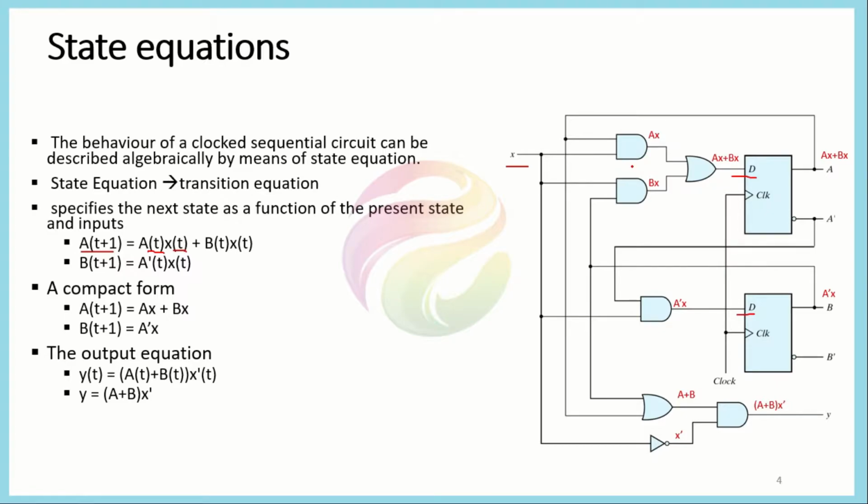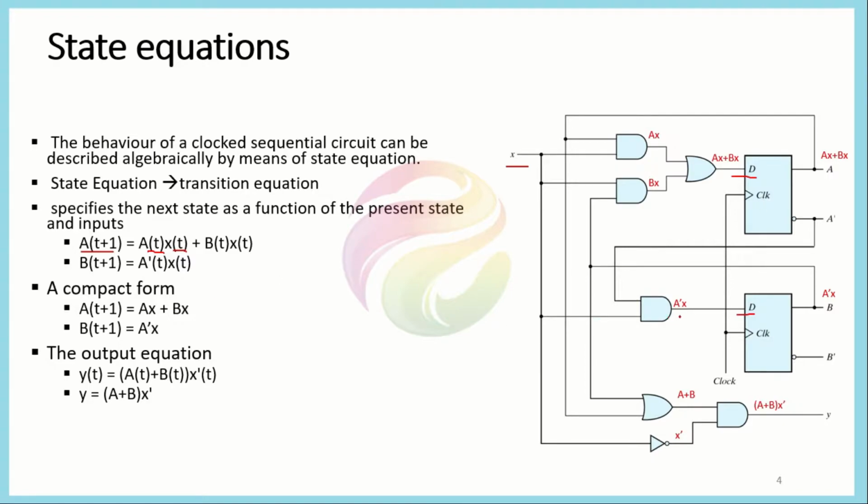These are two AND gates and their results are ORed. So we get the expression AX plus BX. We generally write it as A at time t, X at time t, or B at time t and X at time t. Similarly, we can also write the expression for the second flip-flop. The input of the second flip-flop is B, and for the next state value, t plus 1, we represent it as A complement X, because it is connected through the complement of the first flip-flop output.